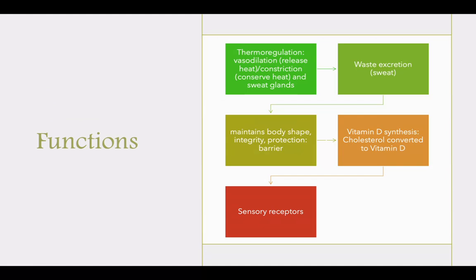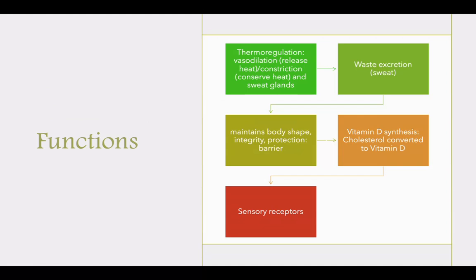All right. Now, ways that we can control the temperature of the body is through vasoconstriction and vasodilation. With vasodilation, we're talking about the blood vessels, and we would be releasing heat. Okay, so the diameter of those blood vessels would be getting larger. And then with vasoconstriction, the diameter of those blood vessels would be getting smaller, and that would conserve heat in the body. But we can also see thermoregulation with sweat glands.